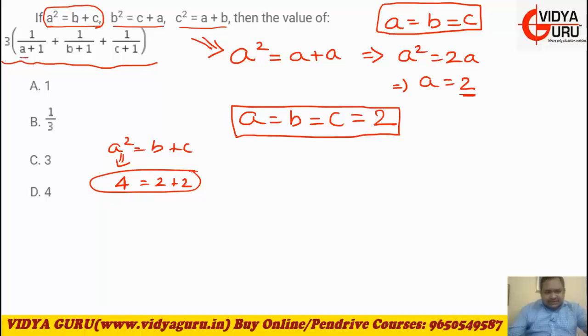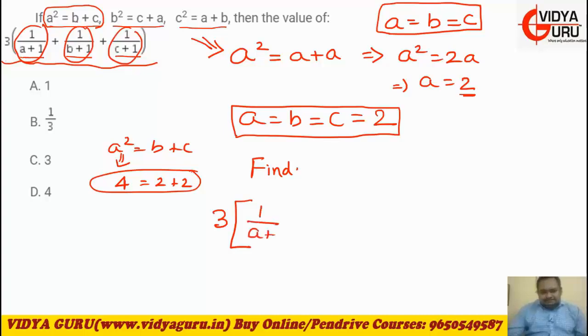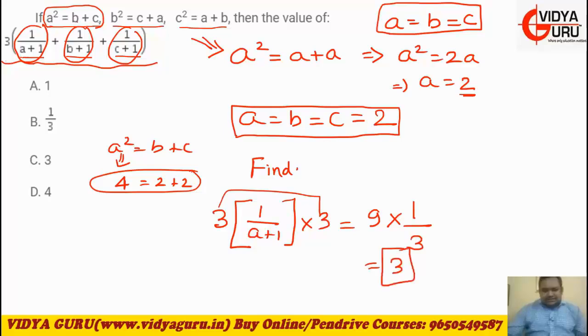Now see, this expression is also symmetrical. A plus 1, b plus 1, c plus 1. All the variables are given equal treatment. So I would say I have been asked to find 3 into, now these are 3 terms, so instead of adding this 3 times, you simply multiply it with 3. So this is what I have been asked to find. So 3 into 3, 9. So 9 into 1 by a plus 1. So a is equal to 2. So 9 into 1 by 3.